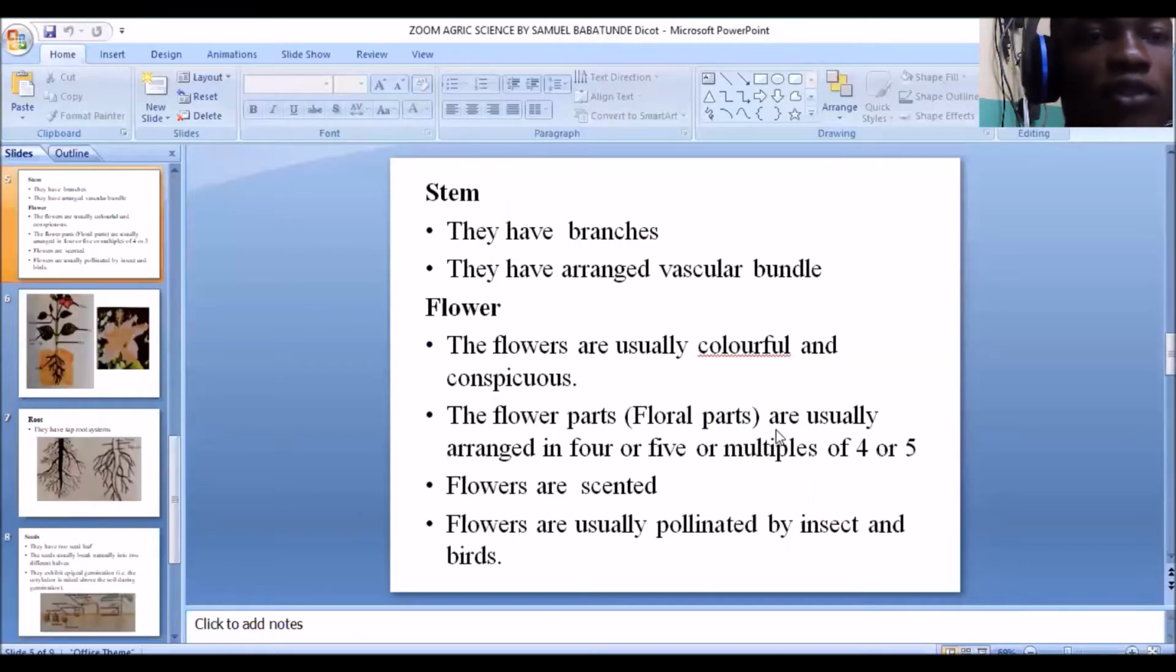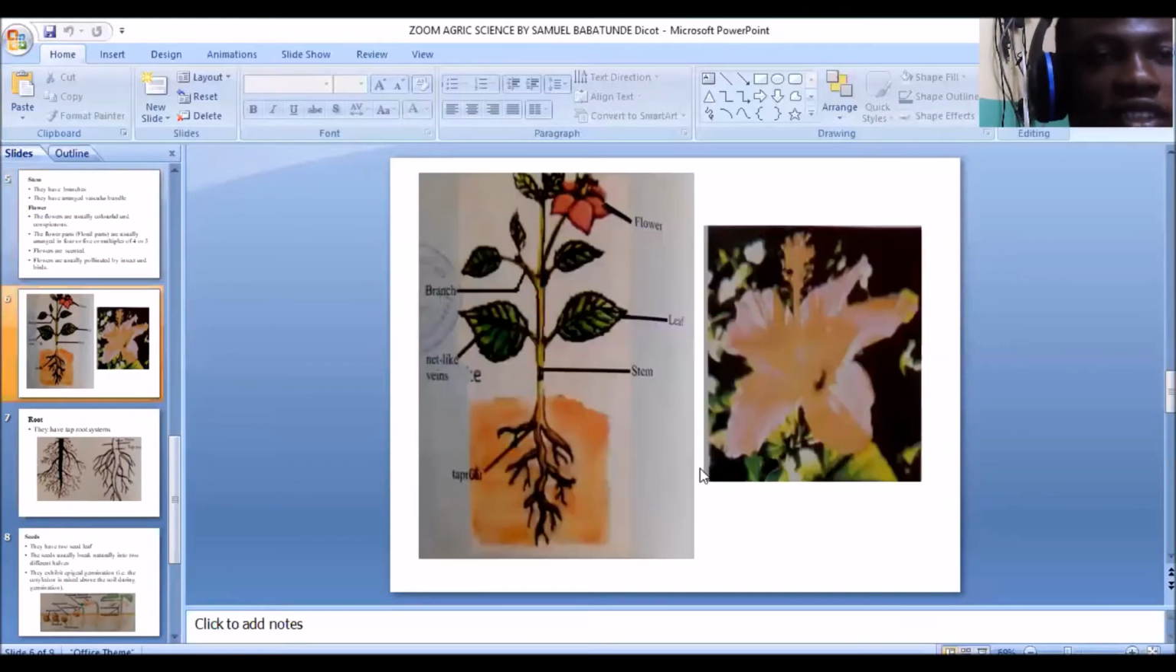Now let's move to the what? To the stem. When you see the stem of a dicot plant, what are the characteristics? What are the things you see or notice and you agree that yes, this plant is a dicotyledonous plant? Now, once you see the stem has branches. The stem has branches. Look at the diagram here.